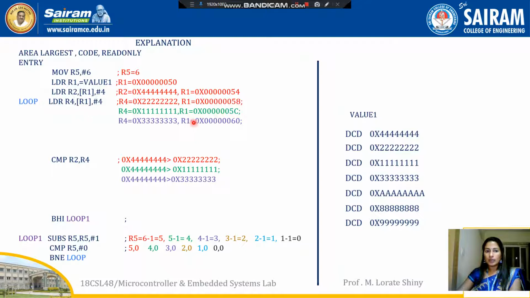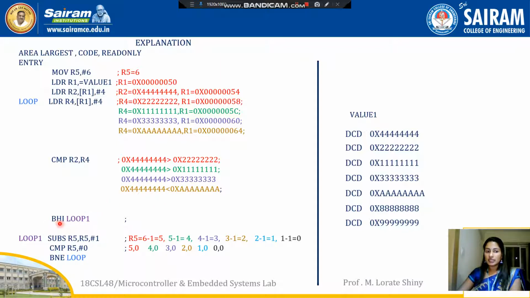In loop R1 is 60. In 60 I have A, so that A will be moved to the R4 register. You can see the R4 register, and R1 is updated with 64. 64 means the address of the next data, that is 88. So this time I will compare 4 and A. 4 and A I am comparing. So 4 is less than A.